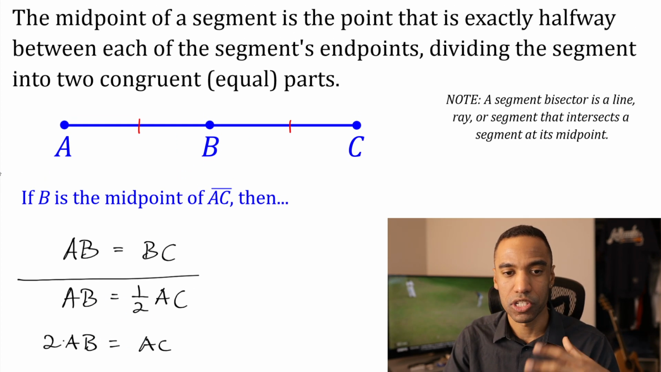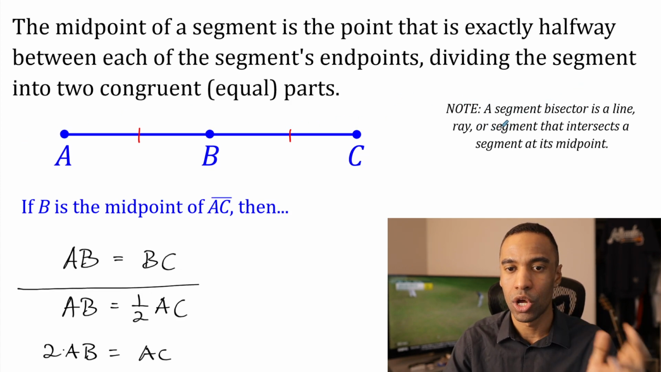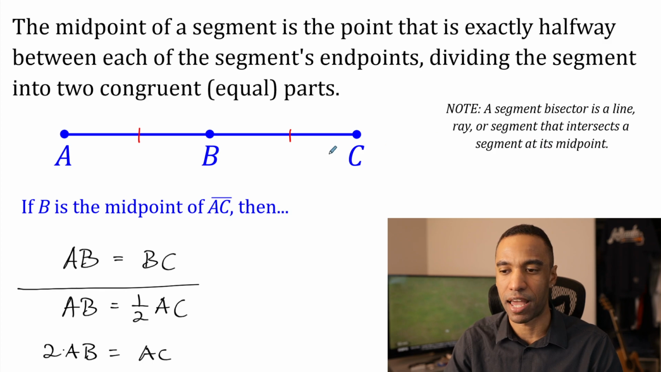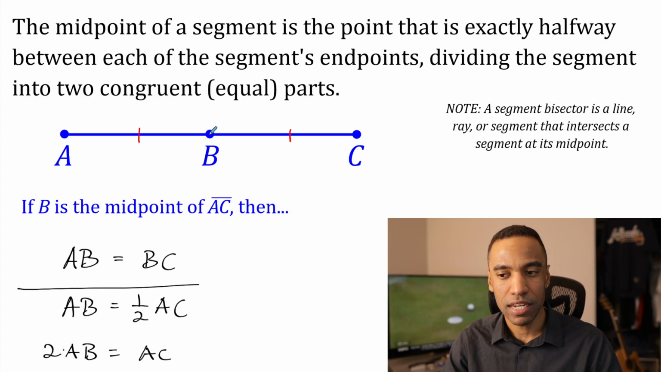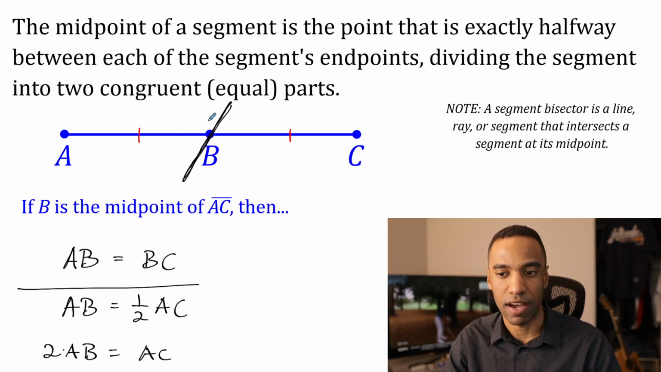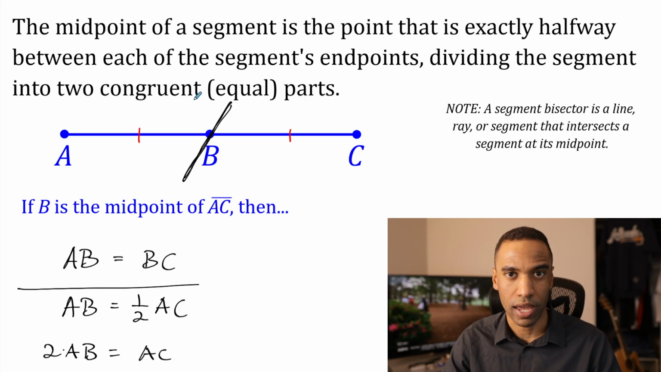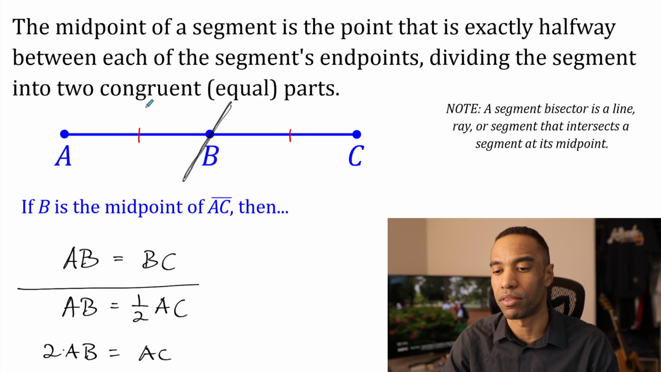Now, there's also a thing called a segment bisector. I'm not going to get deep into it here, but a segment bisector is a line, ray, or segment that intersects a segment at its midpoint. So even if they didn't call it a midpoint, if there was a line that went through here and it said it bisected the segment, it basically divided the segment into two as well. We're not doing those here, but because we're going to do angle bisectors, I thought I'd throw it out there.